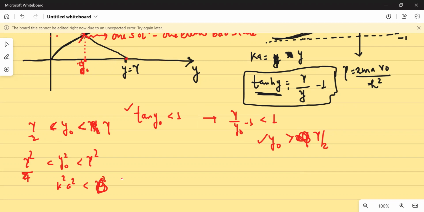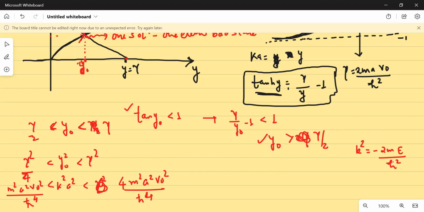And gamma square is what? Gamma square would be 4 m square a square v naught square upon h cut to the power 4. And then this will be m square a square v naught square upon h cut to the power 4, because there is a 4 here. Now, we already know that your k square is nothing but minus 2mE upon h cut square, if you remember. Yes, sir. So I'll write minus 2mE even upon h cut square lies between all these things.